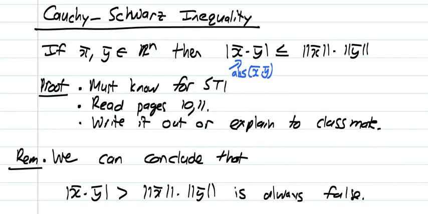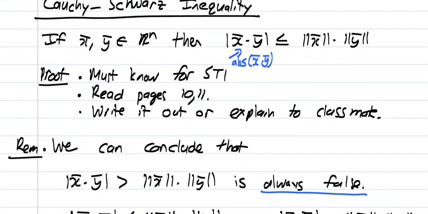So one of the things that we can conclude is that the absolute value of x dot y bigger than the norm of x times the norm of y is always false, all right? So that's one of the things that we can conclude from this theorem, all right? That the absolute value of x dot y can never be more than the norm of x times the norm of y. You can try as hard as you may, all right? This will never, ever, ever happen, all right? And again, theorems are important because we can conclude things and we can use it to solve new problems, all right?